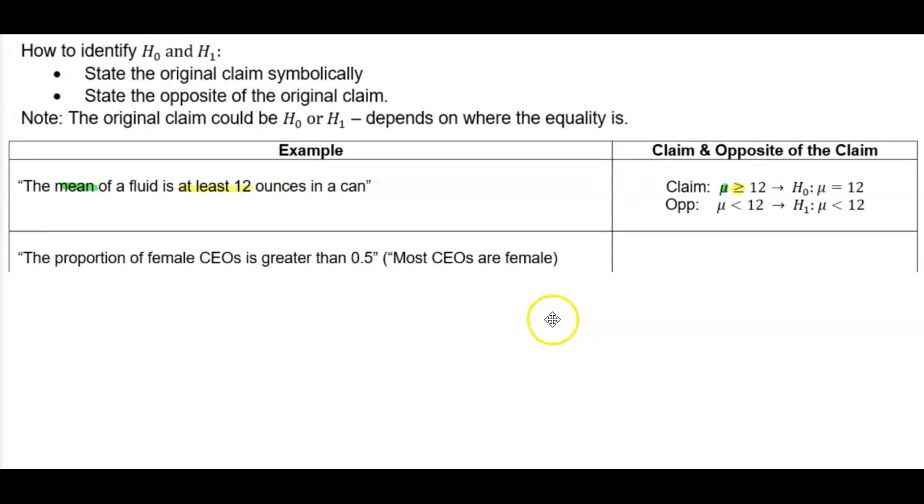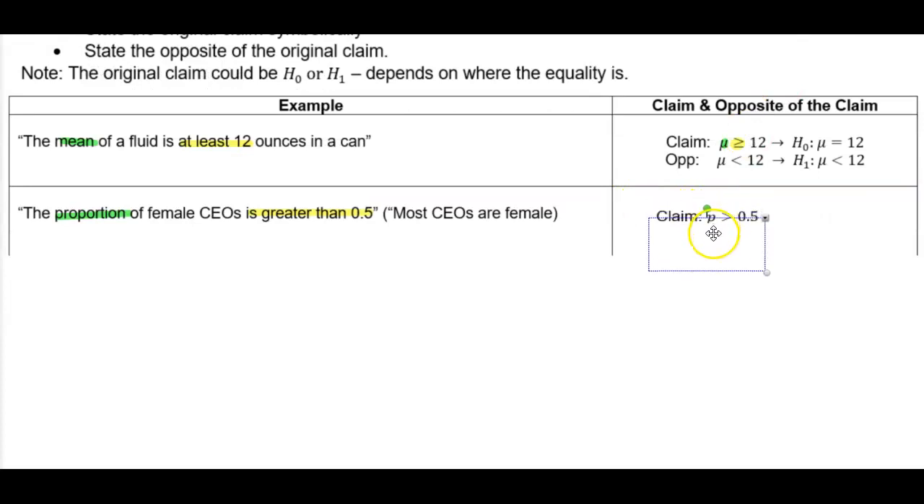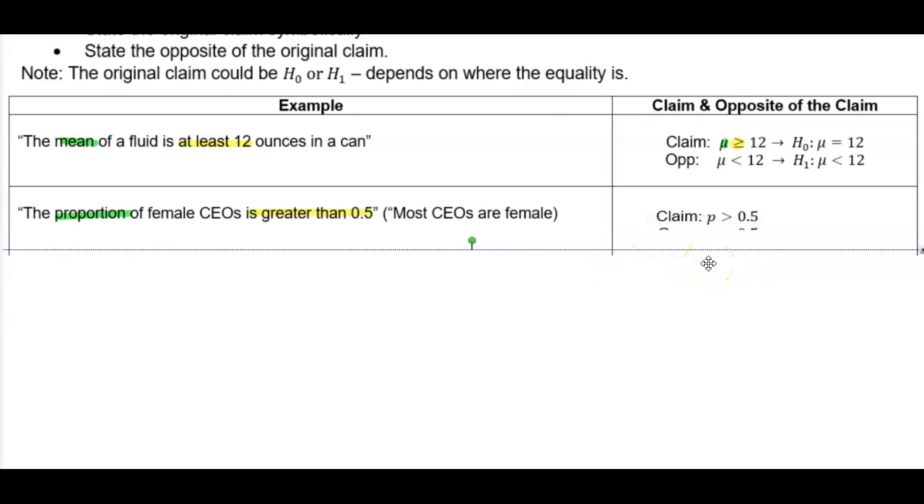Okay, let's take a look at another example here. It says the proportion of female CEOs is greater than 0.5. So here it says is greater than 0.5, and we're talking about the proportion. So let's first start and look at the claim here. Well, the claim, you can see, has the following. We have the symbol for P, and you can see that it's greater than 0.5.